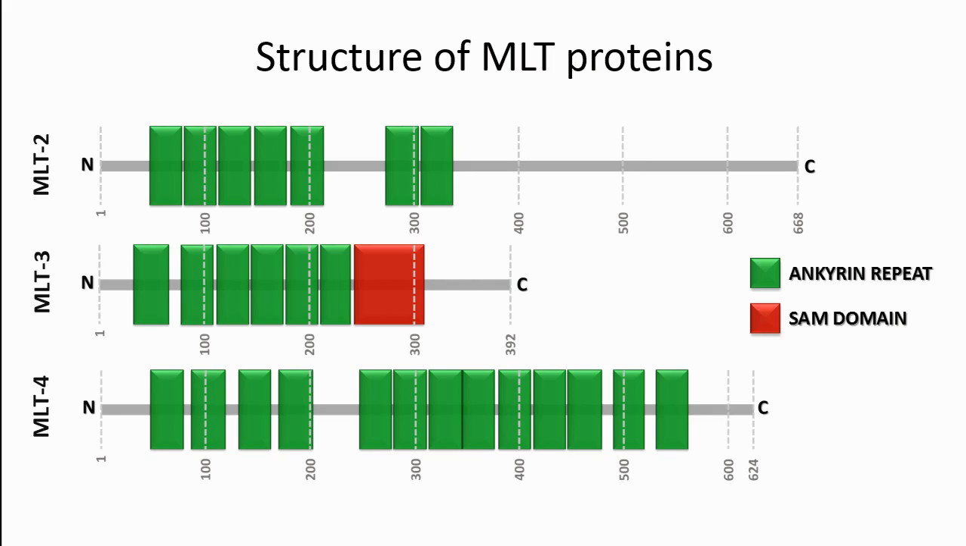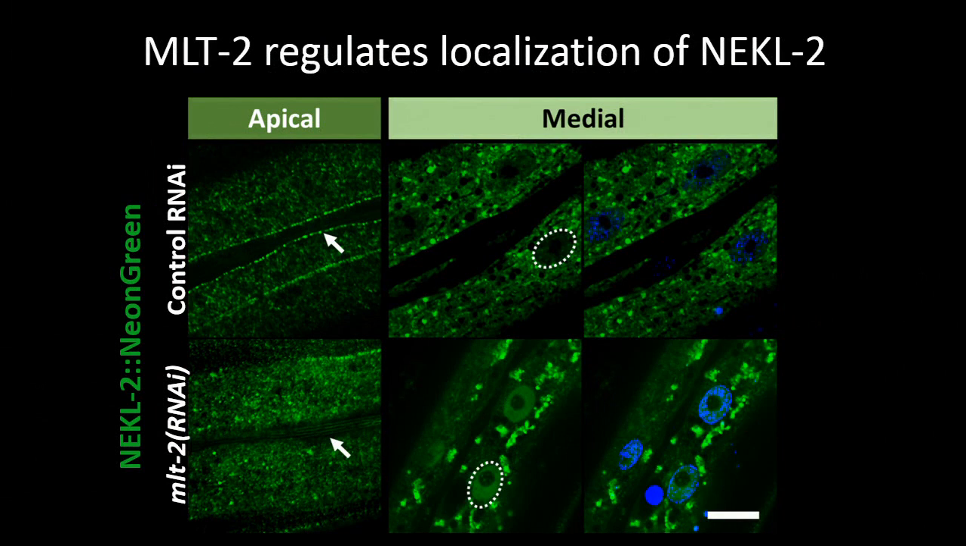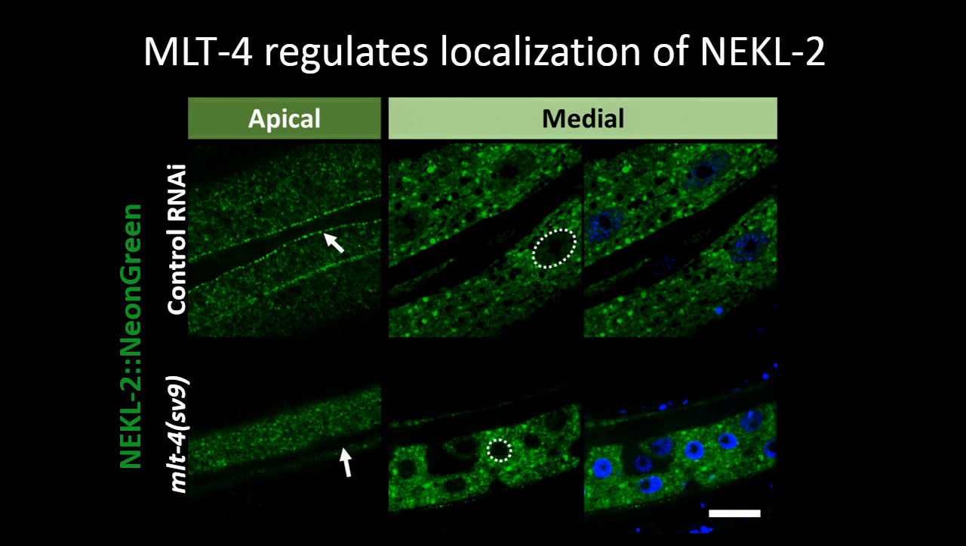To test this, I used my CRISPR alleles for NEKL2 and NEKL3, marked with neon green. And I wanted to see if MALT2, 3, 4 RNAis will cause some change in the expression. As you can see in the lower panels, in the apical surface, NEKL2 stops being expressed in this seam cell boundary region after we deplete MALT2. And also, you can see that it becomes more nuclear after MALT2 depletion. When we use the MALT4 allele, you can see that it also disappears from this boundary region, but it doesn't become nuclear.